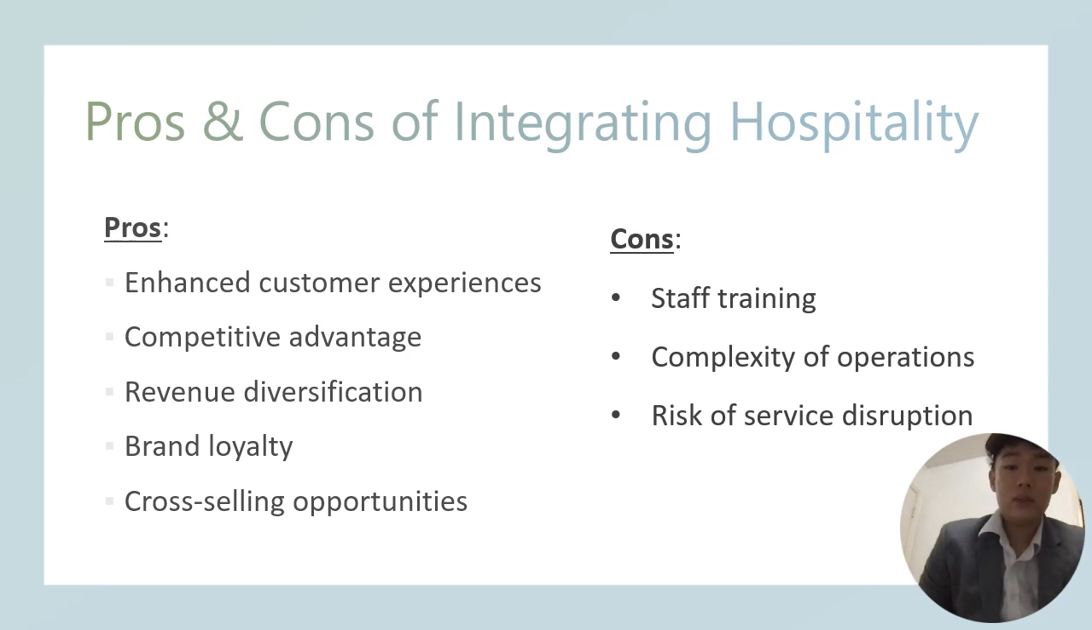And then lastly, risk of service disruption. So sometimes airlines, as many may know, they have delays and all that. So this could also contribute to your guests not being happy, especially if you're preparing food and meals. That stuff takes time. But yeah.